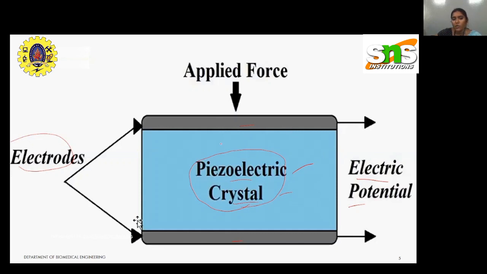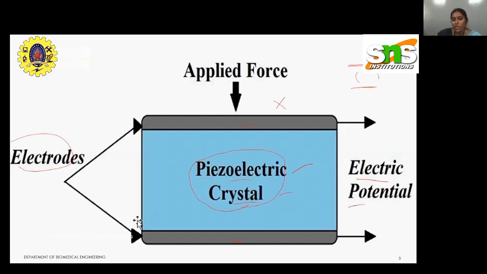So this setup is almost similar to a capacitor. You have metallic plate A and metallic plate B, and in between you have a dielectric medium, right? So this replicates the setup of a capacitor. Similarly, in the piezoelectric crystal you have the same setup. On top you have one electrode and at the bottom another electrode, and in between you have the piezoelectric crystal.